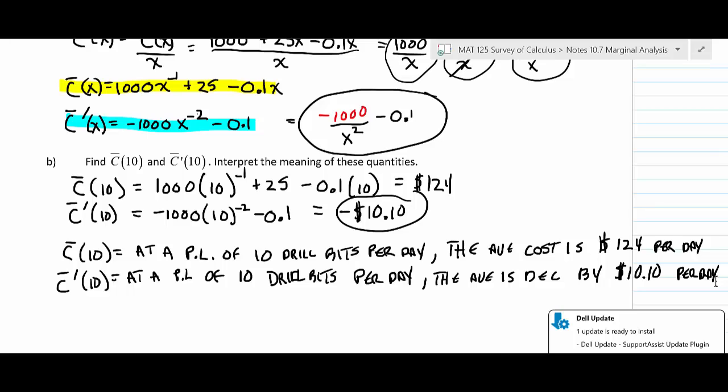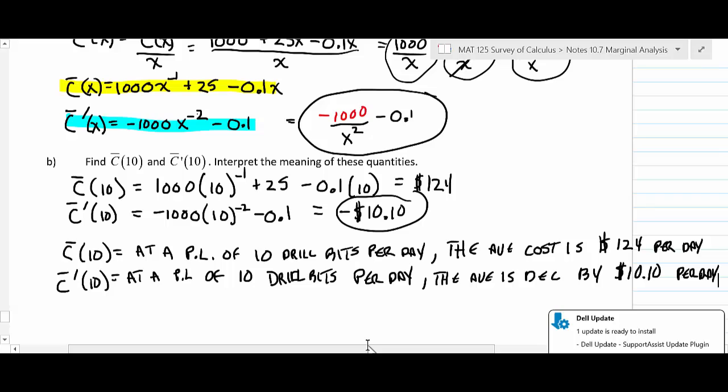Everybody understand what's going on? So the first thing that you said is the average cost is really increasing by 124 per day? You don't have to say that on that because it's not a rate. If you're doing C bar of x, you're not doing a rate. You're just telling me what that cost is. So that cost is $124 per day for those 10 items that you're producing.